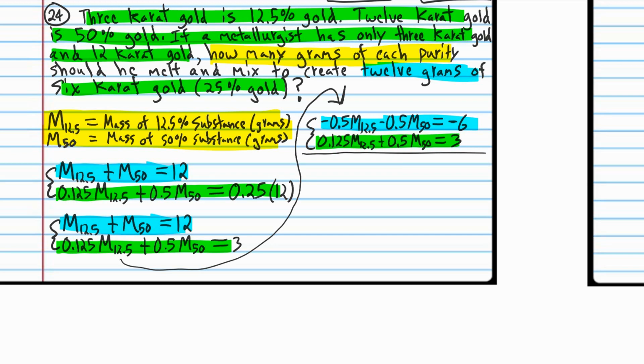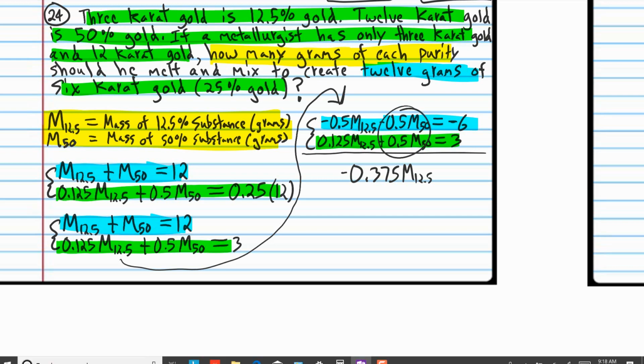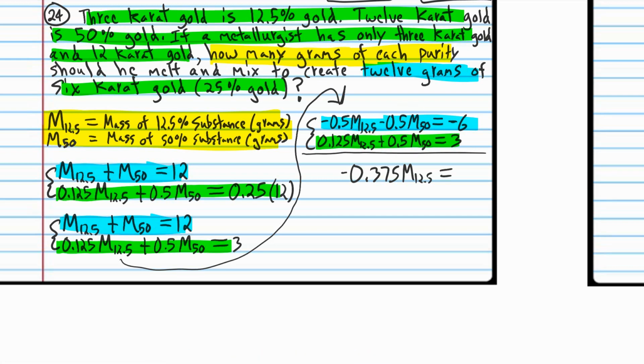And negative 0.5 plus 0.125 gives us negative 0.375 M12.5. And of course these cancel out. And negative 6 plus 3 is negative 3. So now negative 3 divided by negative 0.375 gives us 8.